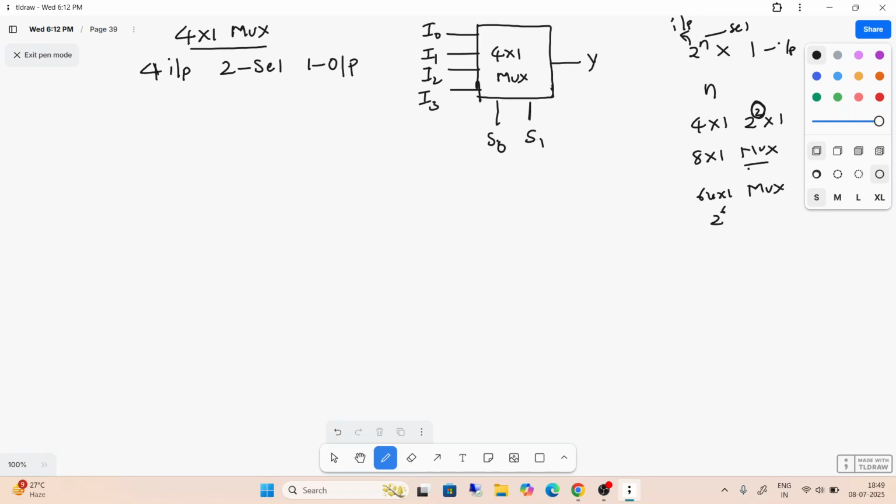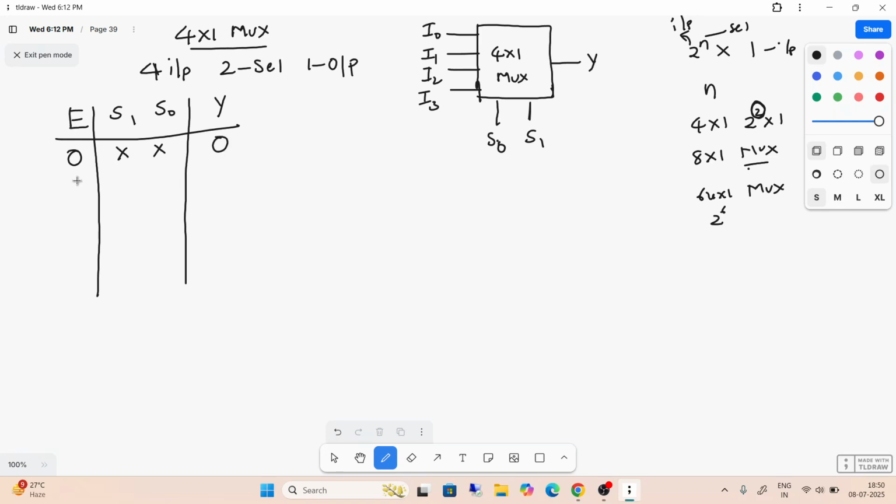Okay, I think you can draw the truth table. The columns are the enable pin, S1, S0, and the output Y. When the enable pin is 0, whatever the values of S1 and S0, the output is 0.